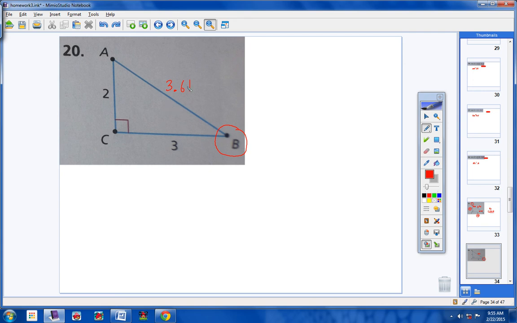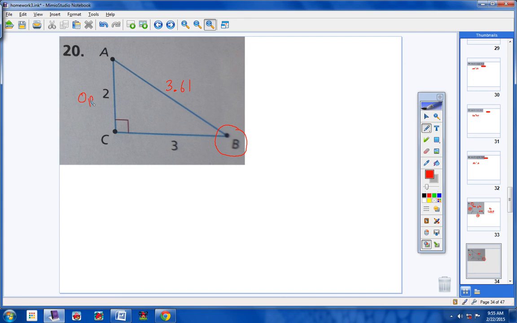Plus, it was a rounded decimal, so it's really not exact. So for me, on a test or a quiz, if you used this side to find angle B, no problem. If your answer's off a little bit, no problem. But I'm telling you, for me, I'm using the easiest numbers, and the easiest numbers are non-decimals. So I'm going straight across.